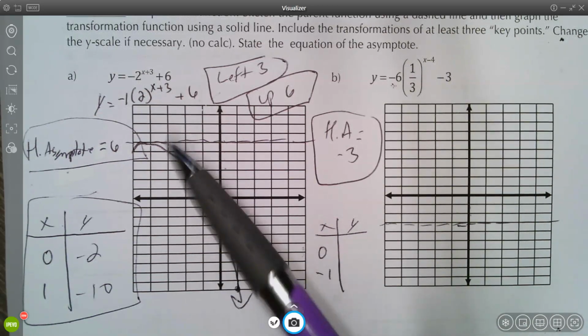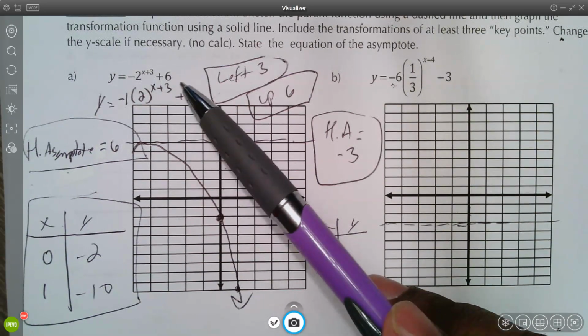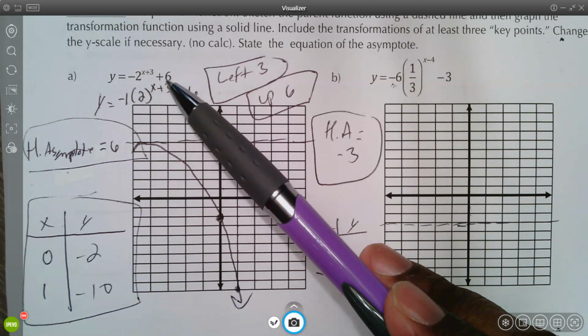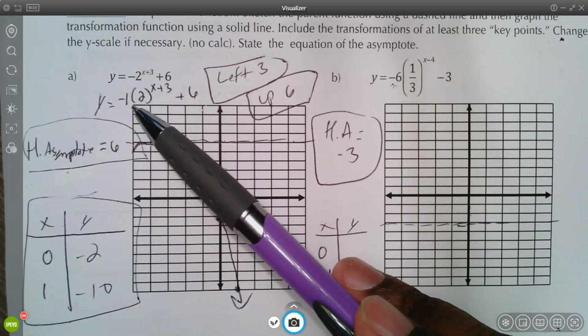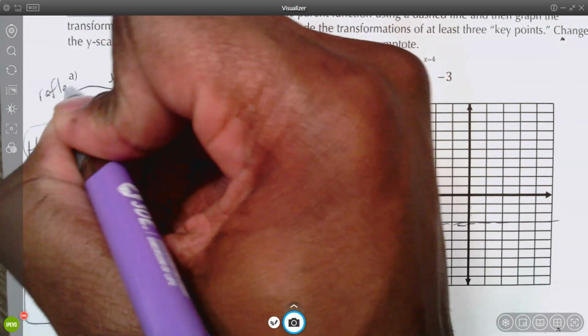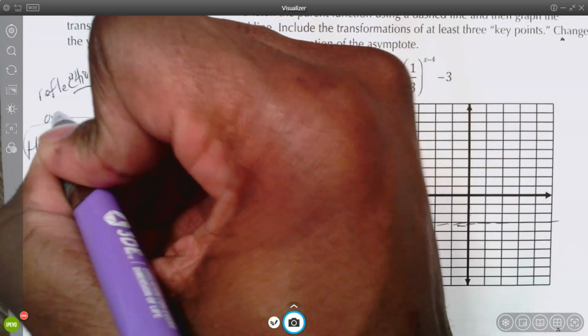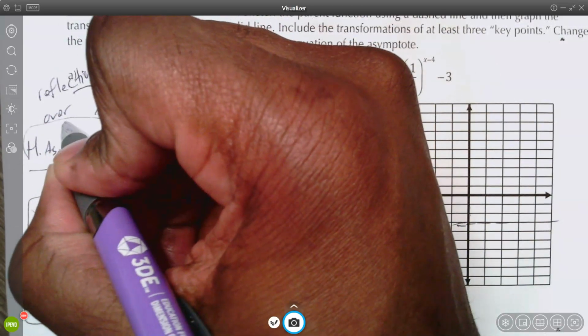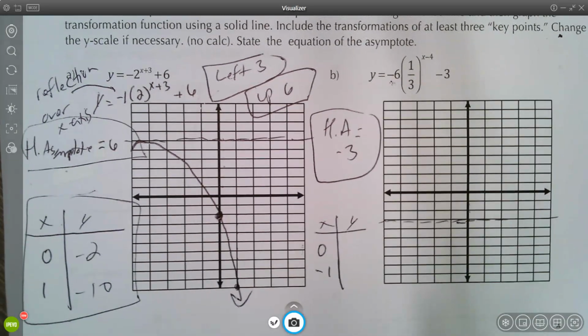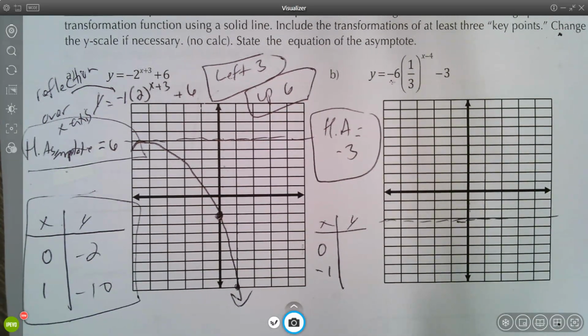Just a quick review though. We should have recognized this goes left 3 because it says plus 3 here, and that's a transformation happening here. We should also see that it goes up 6 because it says plus 6. We should also recognize that because that's -1, that tells you it's a reflection over its asymptote, or better yet, just the x-axis. So that's how that graph can transform. That's the last one I'll give you just like that one.